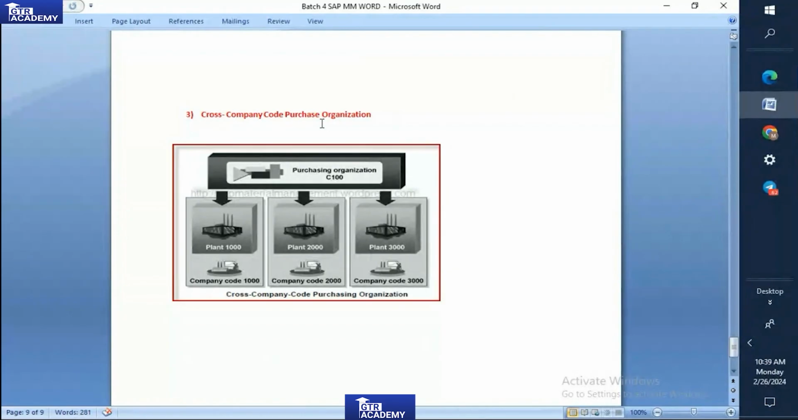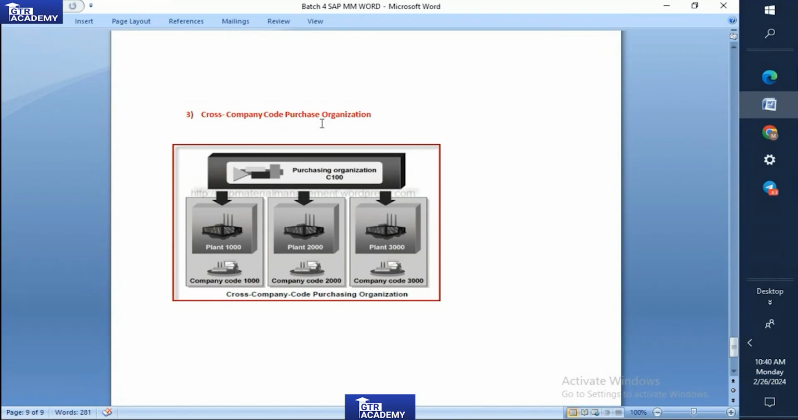Is the cross company code purchase organization centralized? Yes, good. Why, Manish? Because it links to the company level, like the company code level. Yes, that is why it is centralized. What about decentralized? Of these three types, the remaining one is plant specific, as I told you. Plant specific, yes, that is the main difference.